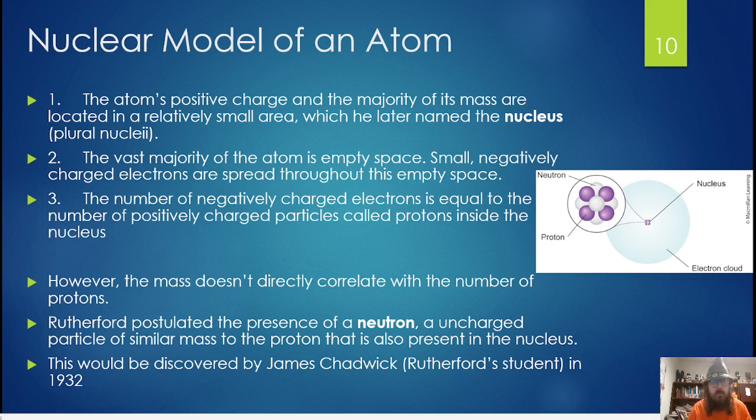So Rutherford went on to postulate the presence of the neutron, an uncharged particle of similar mass to the proton that would also have to be present. It would take several years more before it was finally discovered by James Chadwick, one of Rutherford's students. But the idea is that it was predicted before it was discovered. It wasn't just a total mystery.